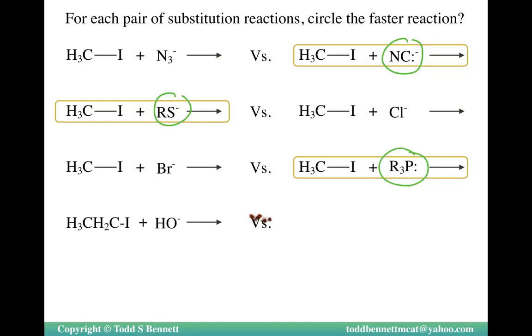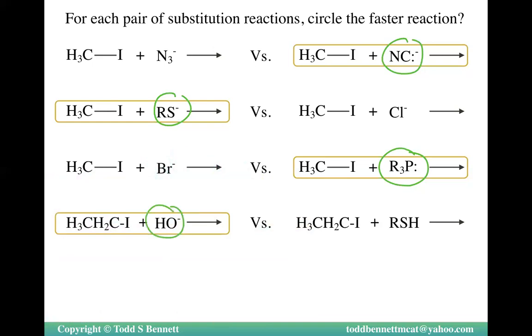OH minus versus RS minus, so this is where it gets a little interesting because RS minus is a good nucleophile. When you protonate it, it's not quite as good. It's not as willing to give up its lone pair. Whereas water is a terrible nucleophile. When you deprotonate it, it becomes an okay nucleophile. This one could potentially act as a base, but we're going to say when it acts as a nucleophile, this is going to be a slightly better nucleophile.